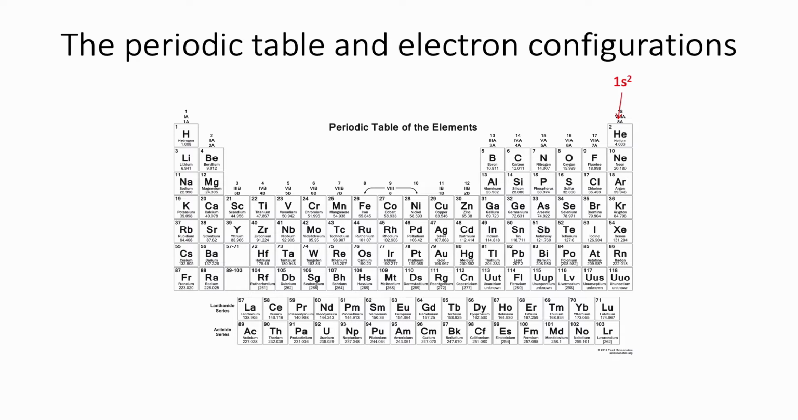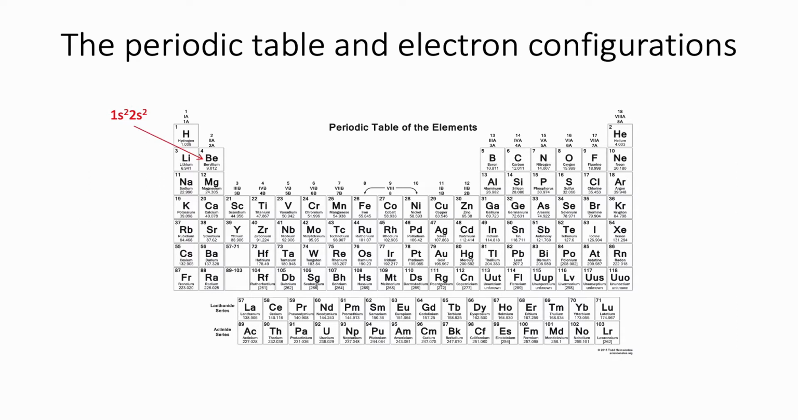Now, if you think about element 3, lithium has 3 electrons. The first 2 are going to go in the 1s shell, as they did with helium. And you have one more electron. There's no more room in the 1s shell. It's going to have to go in 2s. And so its electron configuration is 1s2, 2s1. For beryllium, you now have an extra electron for a total of 4. Where is that extra electron going to go? It's also going to go in 2s. So beryllium is 1s2, 2s2.